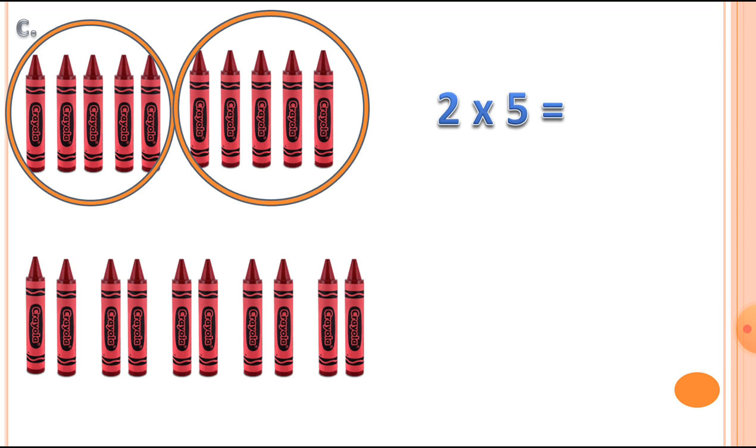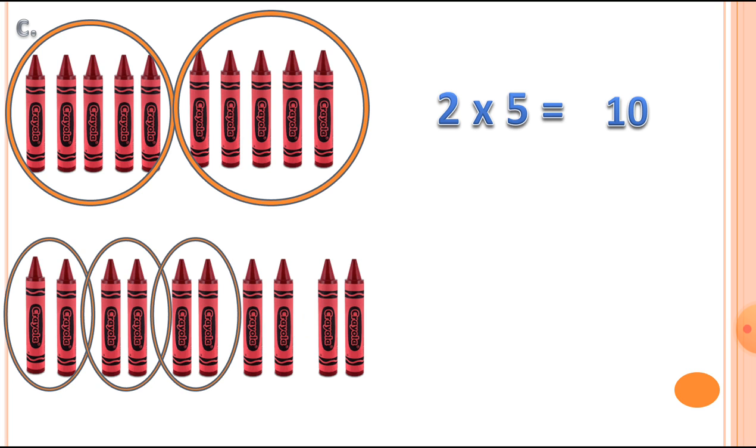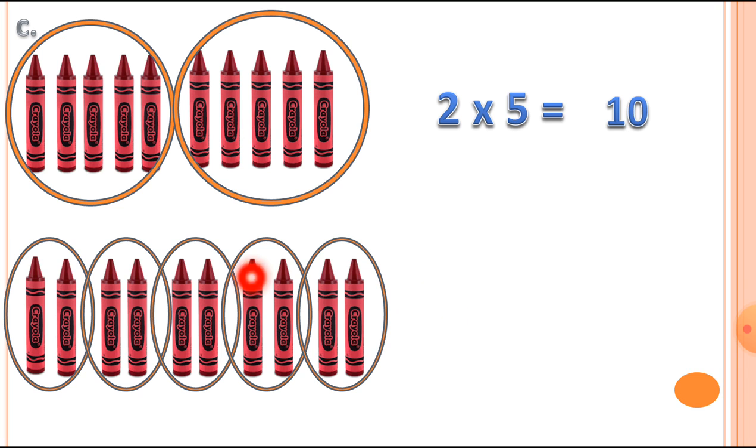So we can write down the multiplication fact this way. 2 groups and each group has 5 crayons. So 2 5s is equal to 10. 2 5s are 10. Now let's make another group. Group 1, group 2, group 3, group 4 and group 5. You can see this, there are 5 groups of 2 crayons. Total there are 5 groups and each group has 2 crayons.